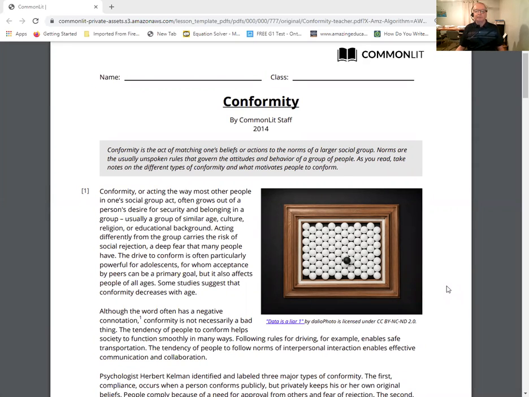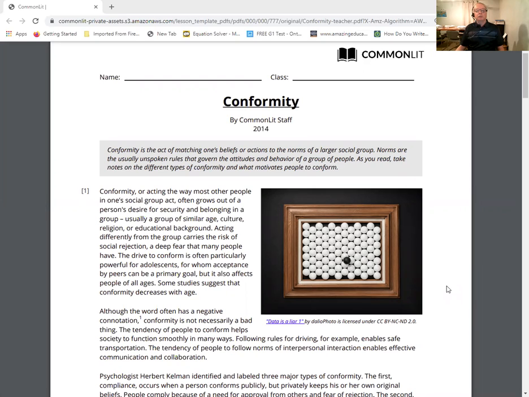Conformity is the act of matching one's beliefs or actions to the norms of a larger social group. Norms are the usually unspoken rules that govern the attitudes and behavior of a group of people. As you read, take notes on the different types of conformity and what motivates people to conform.